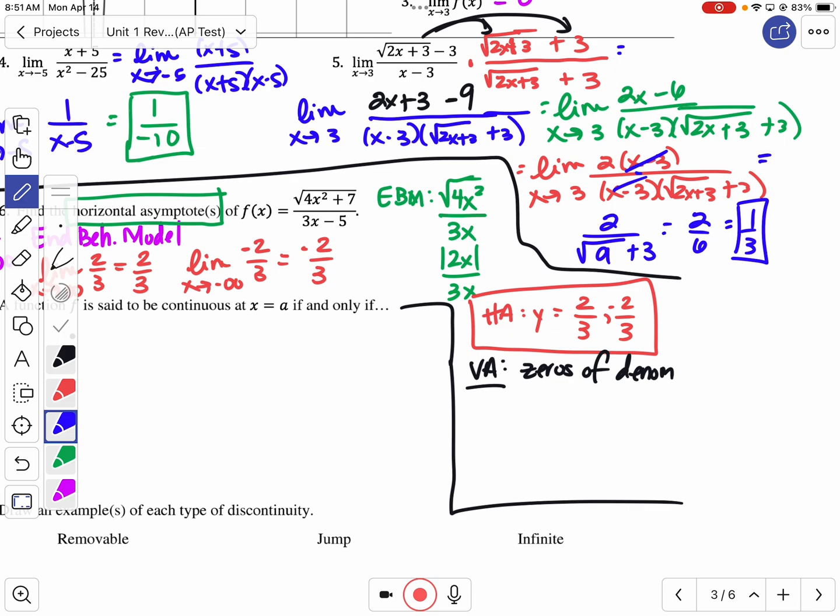And so if I'm looking at this function we just had, 3x minus 5, what would be the value of my vertical asymptote? Yeah, where would 3x minus 5 equal 0? 5 over 3. Okay, so what we're going to have to look at is the limit as x approaches 5/3 from the left, and the limit as x approaches 5/3 from the right.